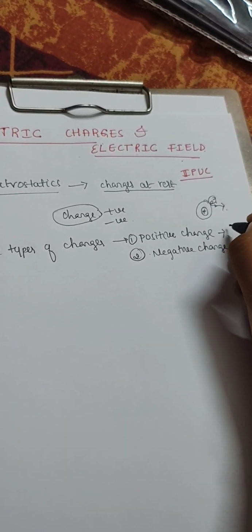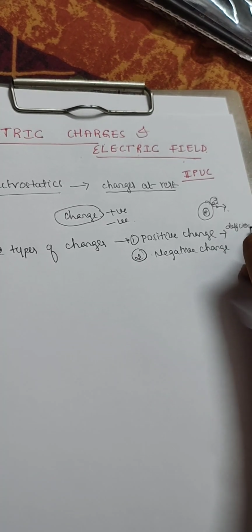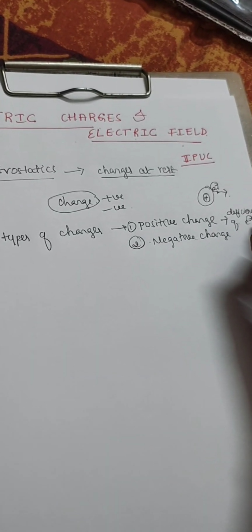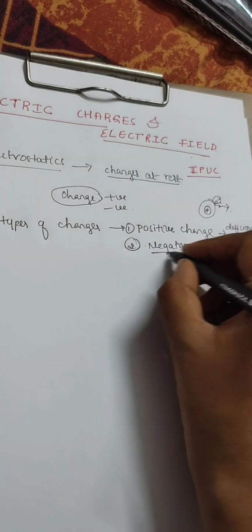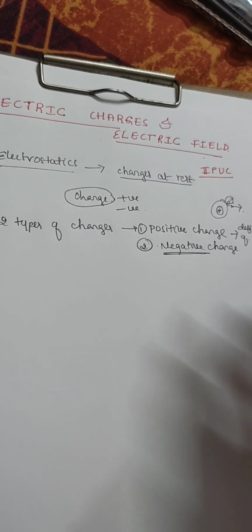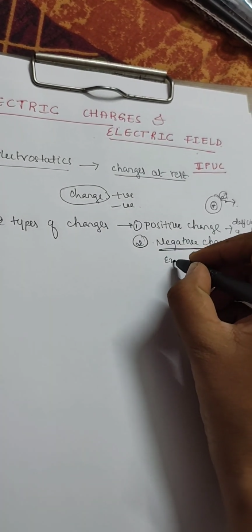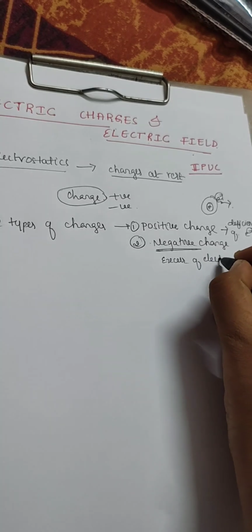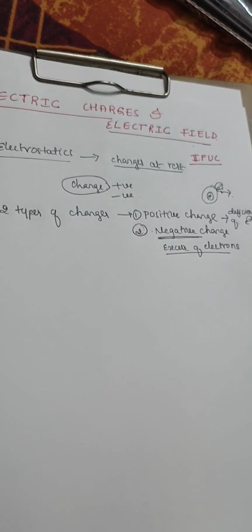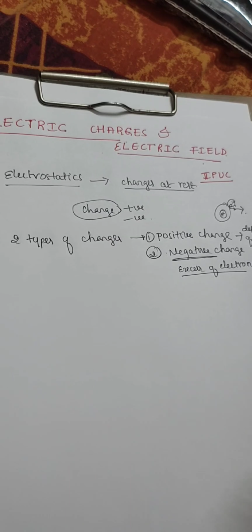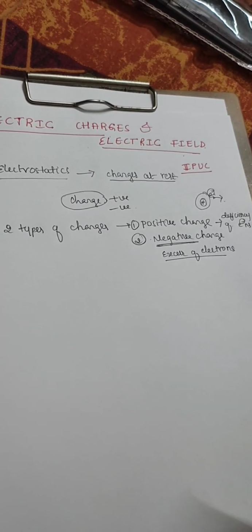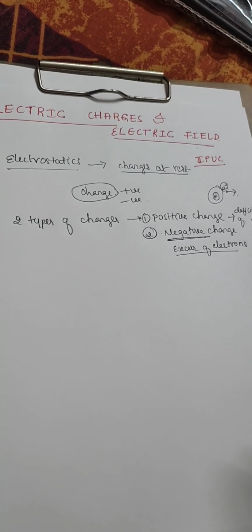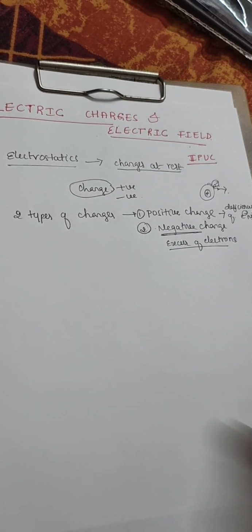Whenever there is a deficiency of electrons, we refer to it as a positive charge. An atom or a particle gets a negative charge when there is an excess of electrons, that is, when the number of electrons is in excess for that particular particle or material, then it is referred to as negatively charged.